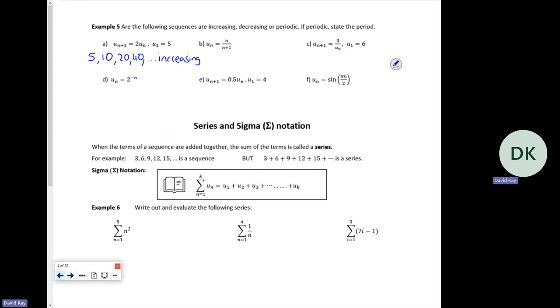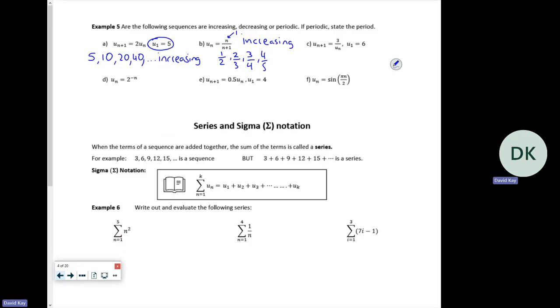So this one doesn't give you what U1 is, but if I set n as 1, then I know what it is. So U1 will be 1 over 2. U2 will be 2 over 3. U3 will be 3 over 4, then 4 over 5, 5 over 6, a million over a million and 1. So it's kind of getting bigger as a value. The jump might be getting smaller, but it's always getting ever so slightly bigger. So we're going to go increasing with that one. Although it is converging towards a limit as well, which is interesting.